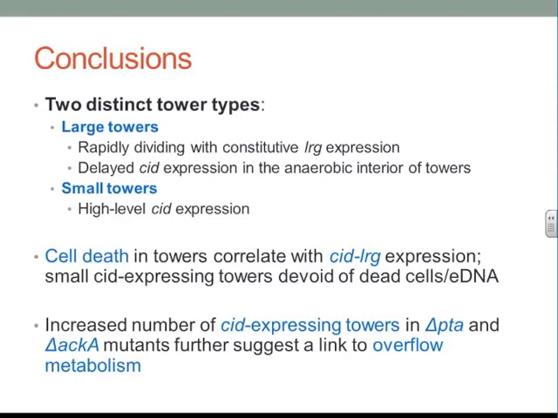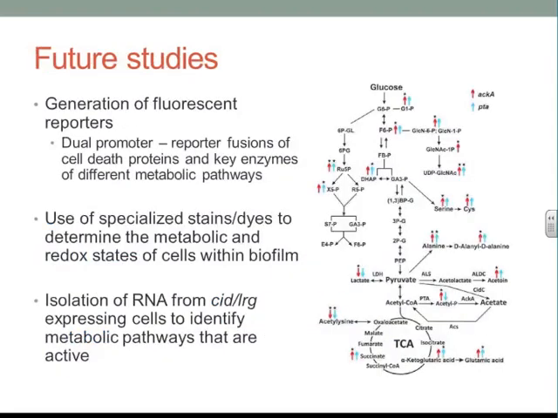The second point I want to make is that cell death in the towers correlates with the side expression. Now, the small side expressing towers are also devoid of these dead cells. It's interesting to note that they may have some other kind of role. And lastly, the increased number of side expressing towers in the PTA and ATK mutants further suggests a link to overflow metabolism. So with these first primary studies, it's clear that there's a link to alterations in metabolism.